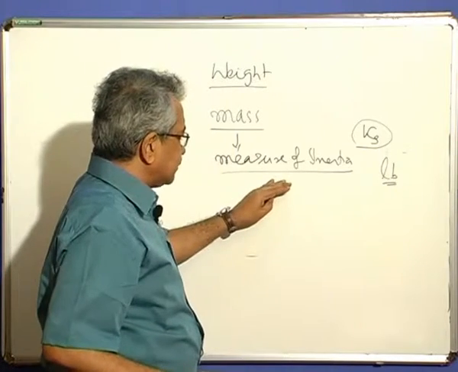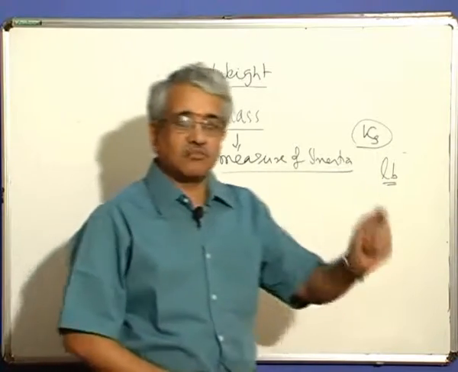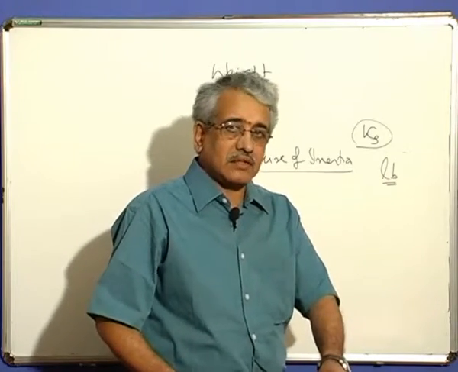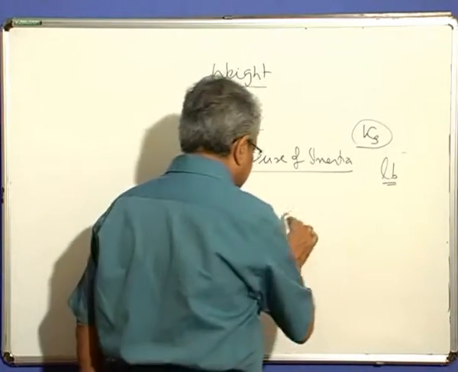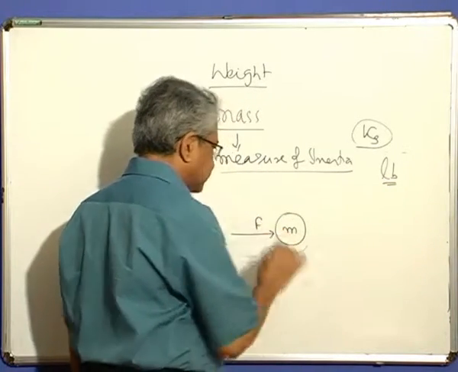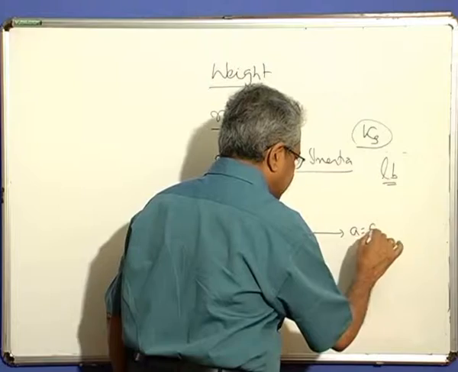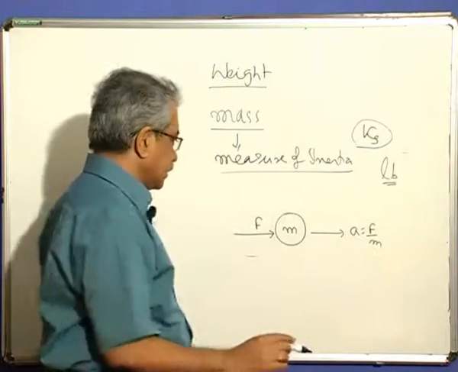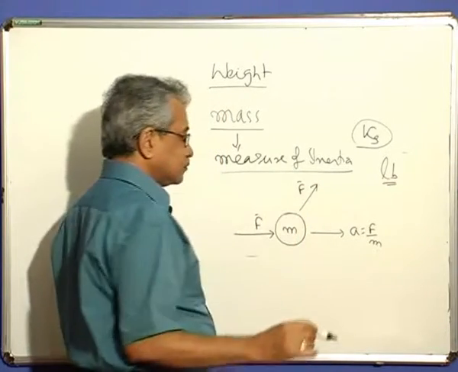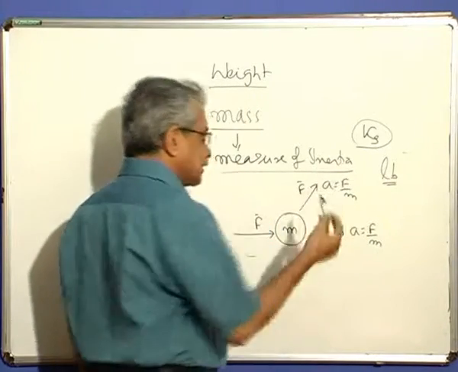So the more the mass, the more the inertia, and therefore more force is required to make the body change its state, like what we said in Newton's first law. See, for example, there is a mass here. You apply a force in this direction, say, and it will generate an acceleration in this direction that is given by F by m. Suppose you apply the same force in this direction. There also it will create the same acceleration in magnitude. Direction will change, that's all.